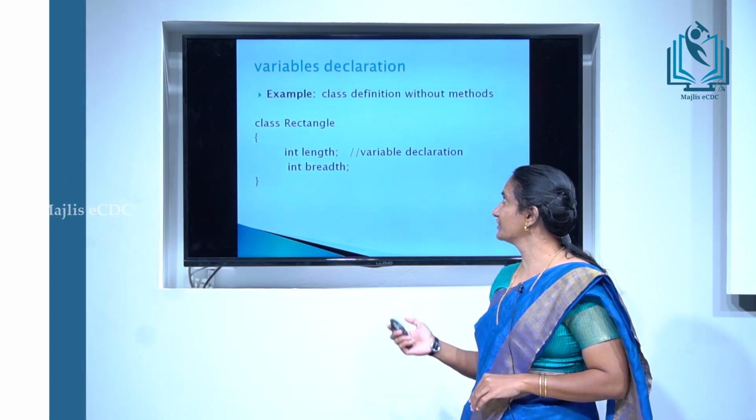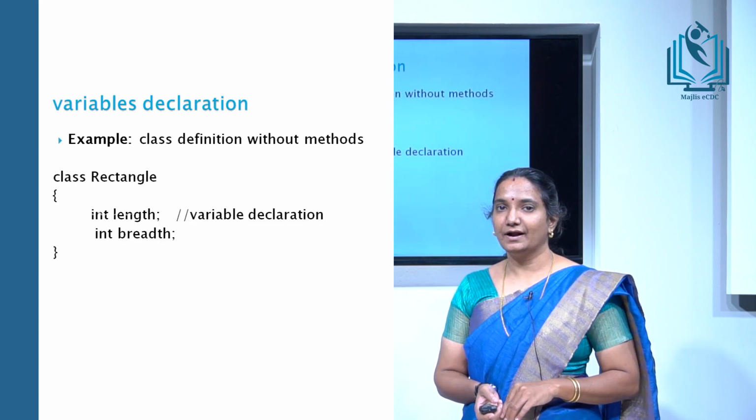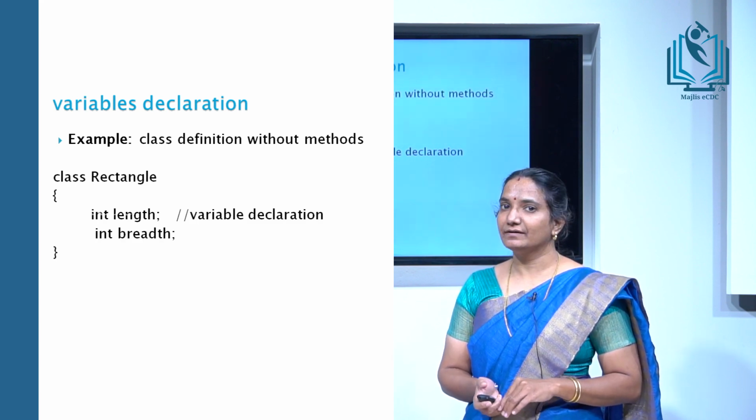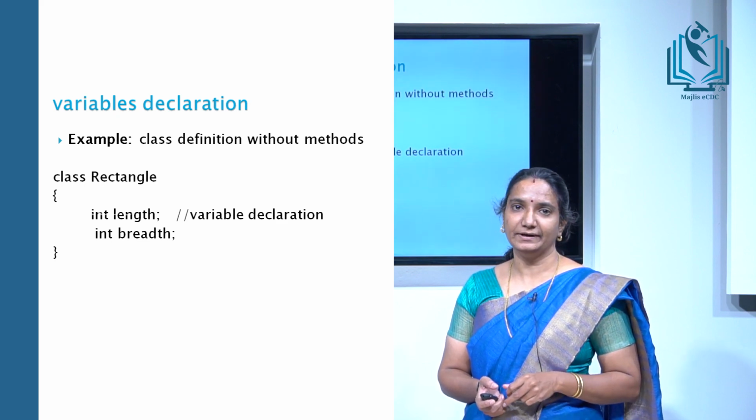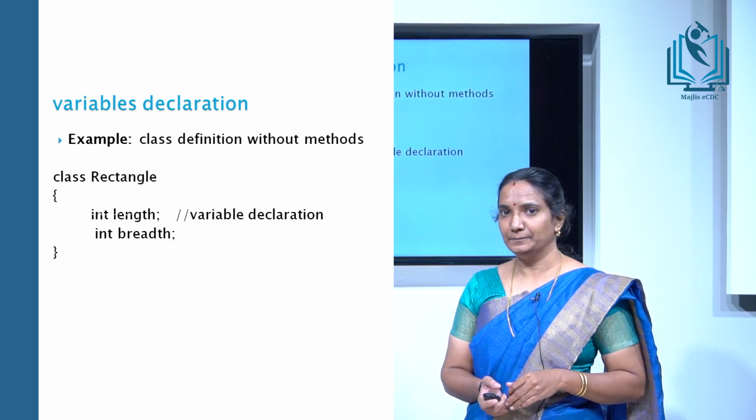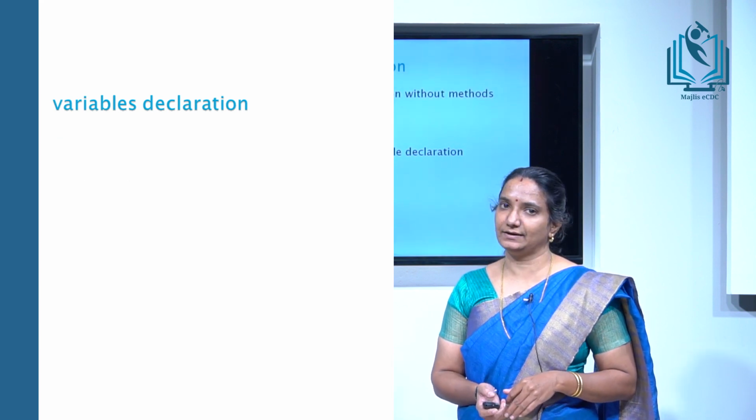Here is an illustration to declare variables inside a class. That is, class space Rectangle, the class name. Inside that, two variables are there: int length, int breadth. This is how we are declaring variables inside a class.